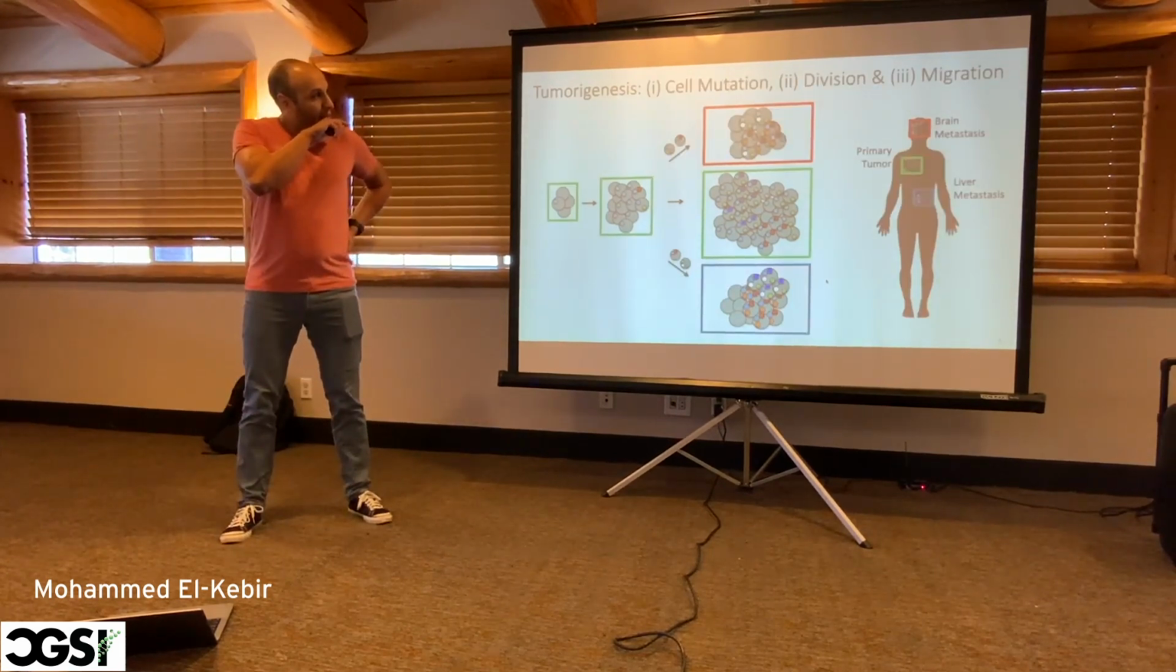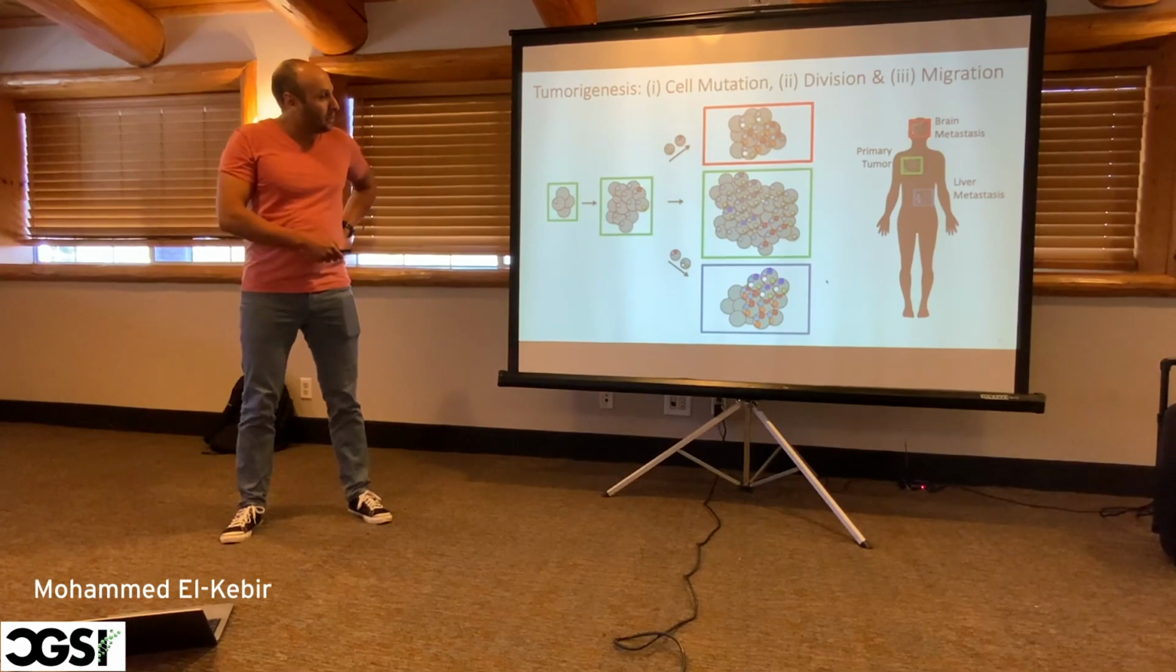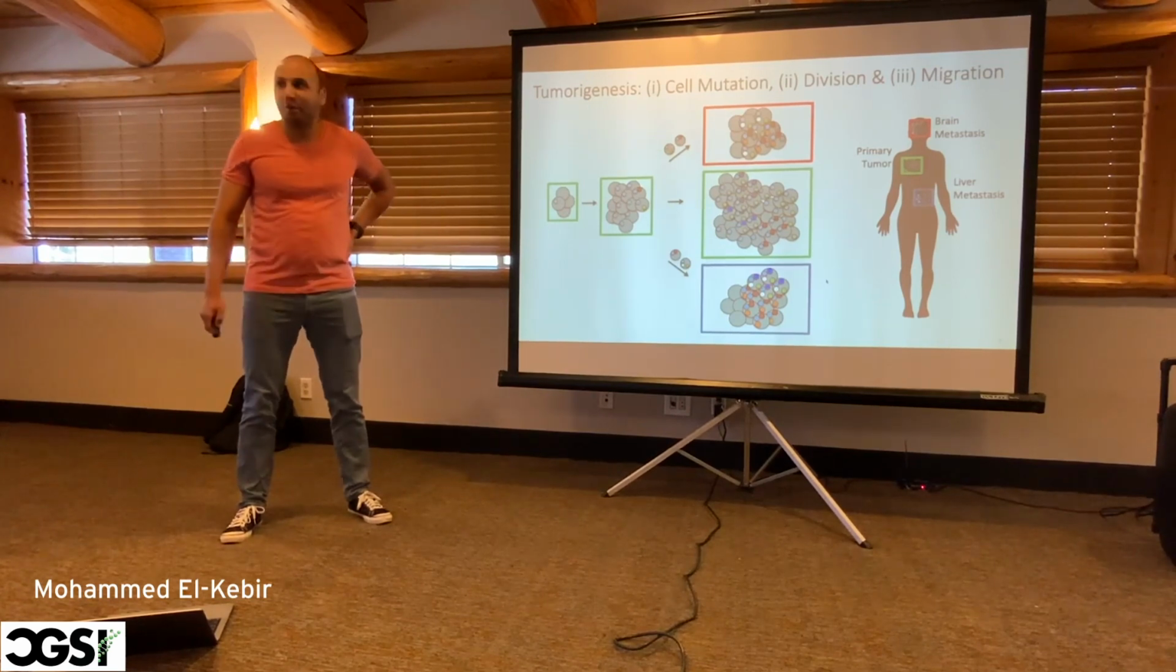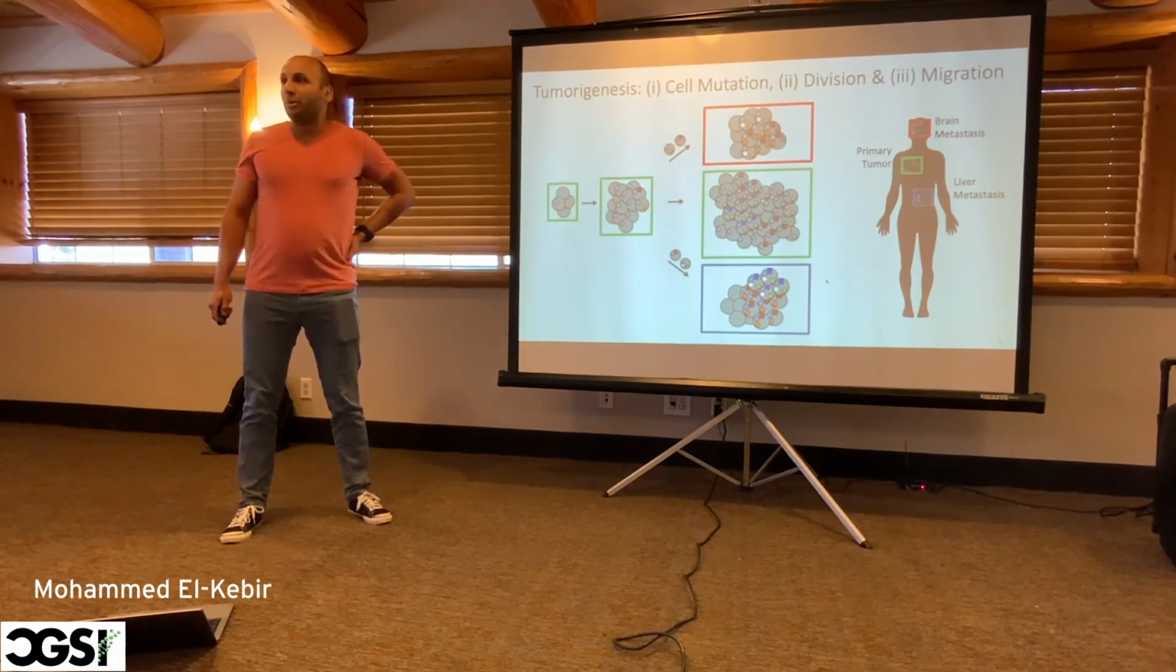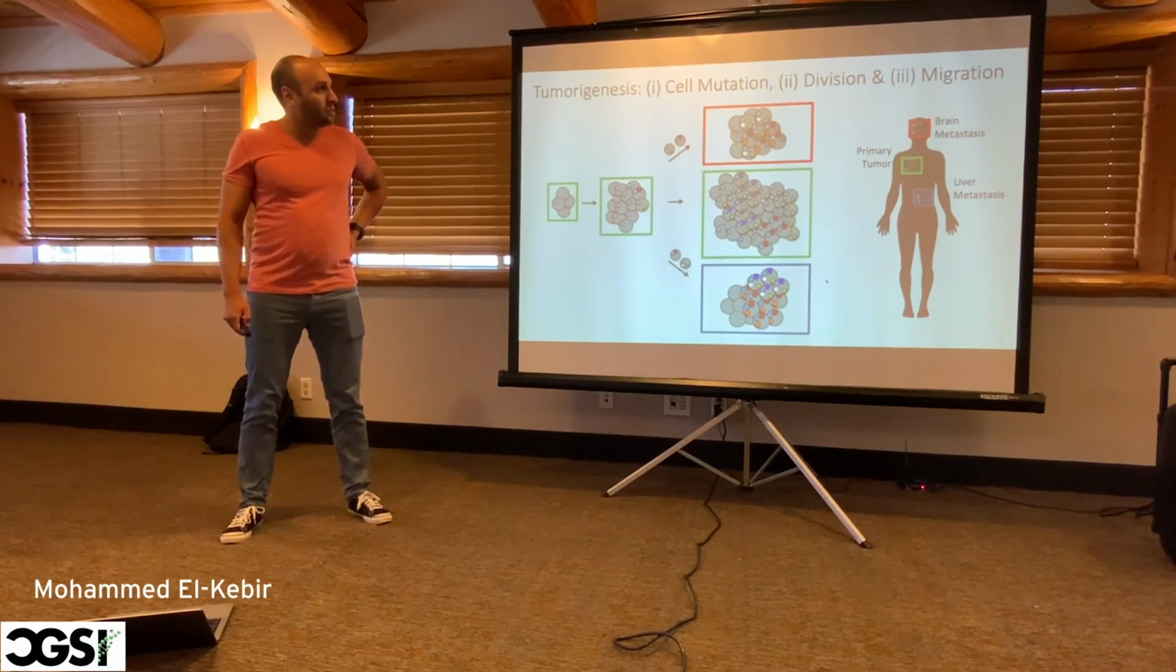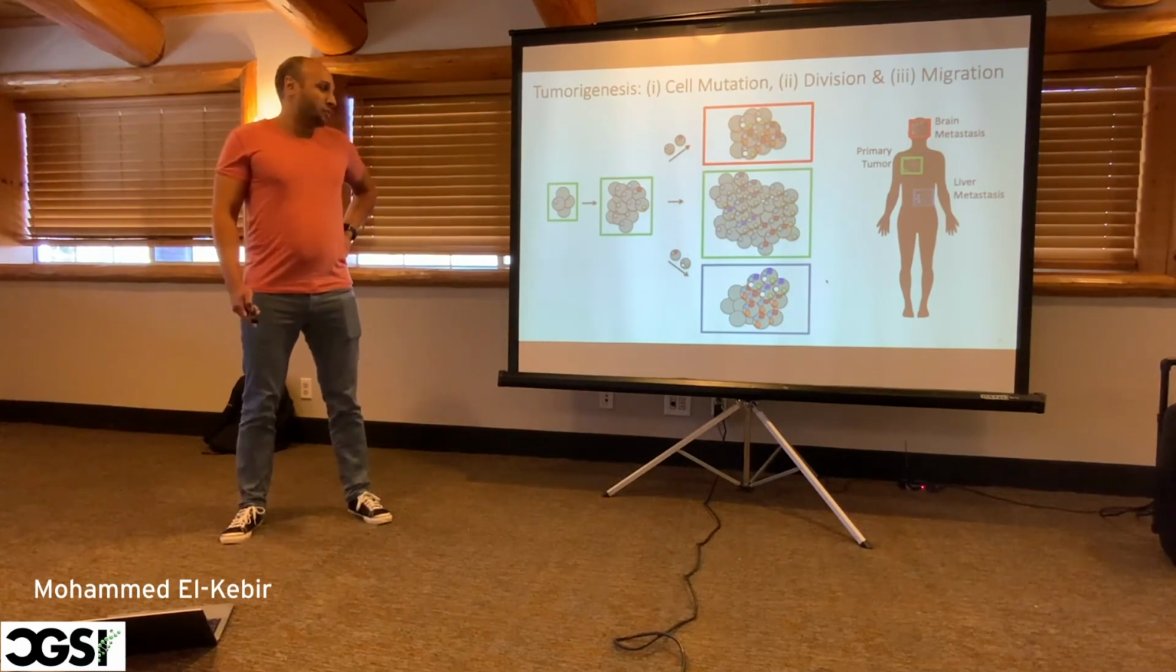The other thing that can happen during cancer evolution is migration. What I'm doing here is, in green, indicating the primary tumor. That's where it started. But tumor cells can leave the primary tumor and metastasize. They can start a metastasis at different locations. This red box corresponds to a brain metastasis, and this blue box corresponds to a liver metastasis, for instance.